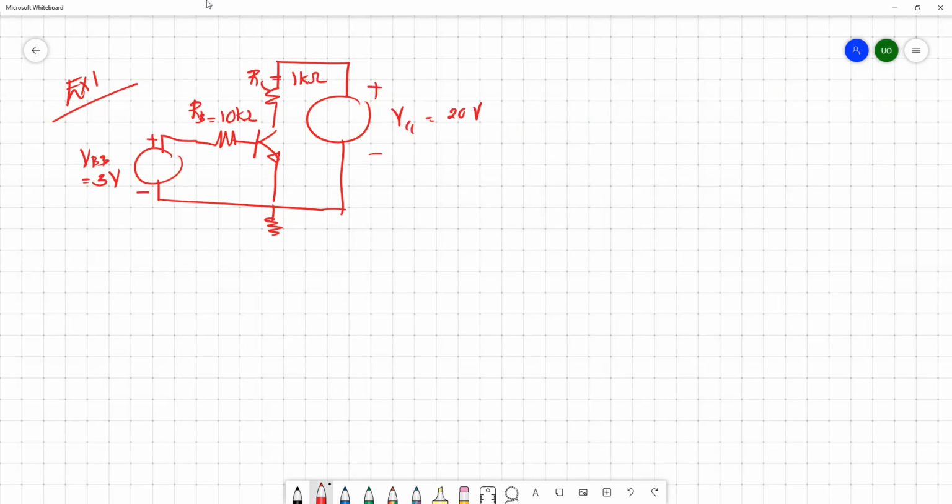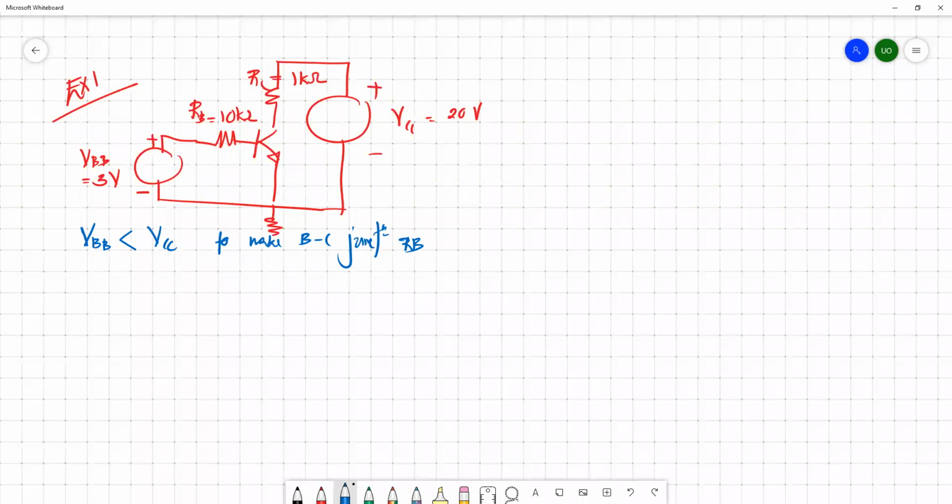So see, your VBB is 3 volt and VCC is 20 volt. From the previous discussion, we basically claim that VB or VBB is less than VCC. Otherwise, your base collector junction will be forward, sorry, reverse bias. So you have 3 volt connected to the base and 20 volt connected to the collector. We have two resistors connected to the base and collector to limit the current, RB and RC. One is 10 kilo ohm, the other one is 1 kilo ohm.